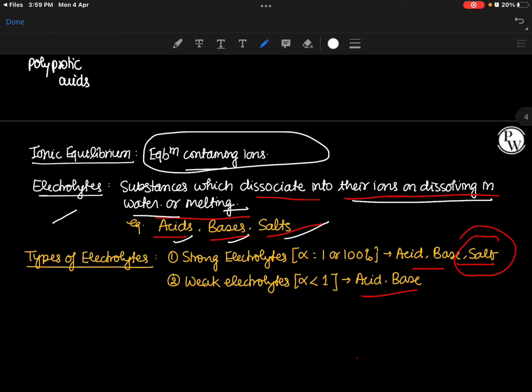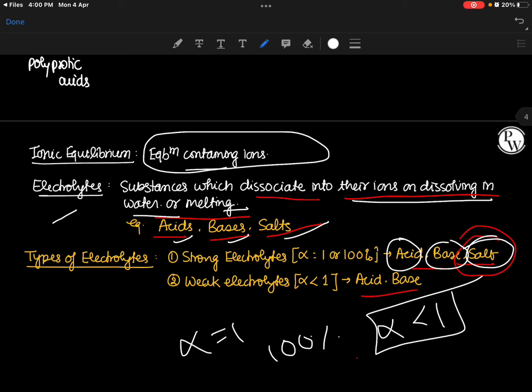Types of electrolytes: strong electrolytes have alpha equal to 1, or in percentage 100%, which means they dissociate 100%. For example, in strong electrolytes: acid, base and salt. Weak electrolytes have alpha less than 1, for example acids and bases. Salt is always a strong electrolyte.